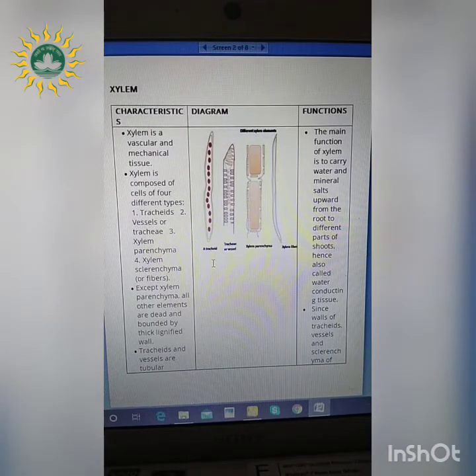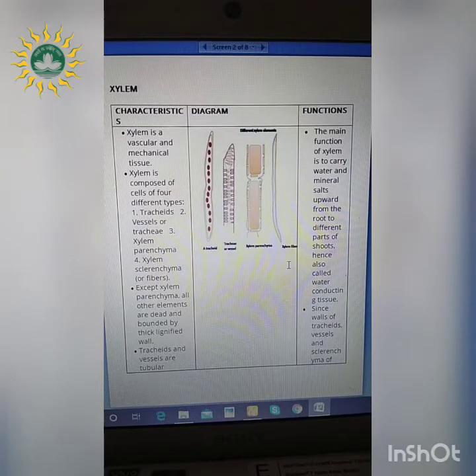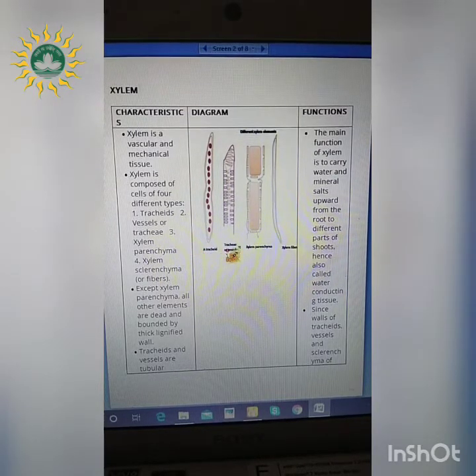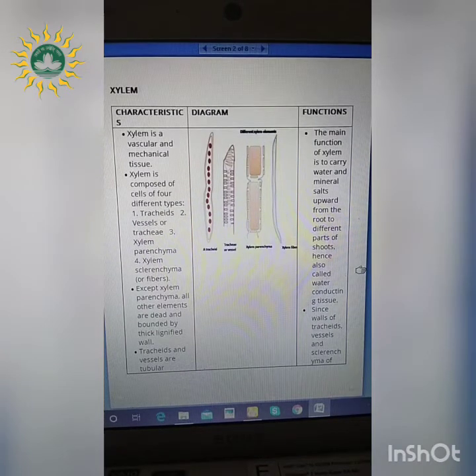What are these four types? Tracheid, trachea, xylem parenchyma and xylem fiber. Out of these four, what is that? Except the xylem parenchyma, the other three are dead in nature and they consist of the lignin, which is providing the mechanical support to the plant.